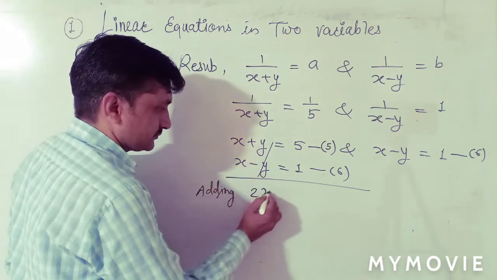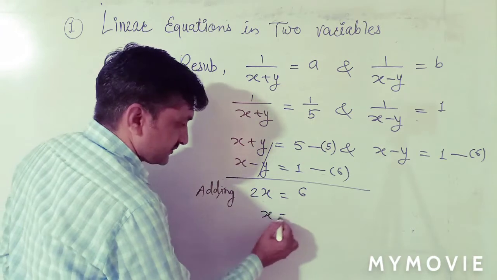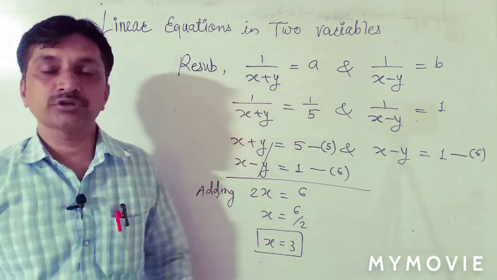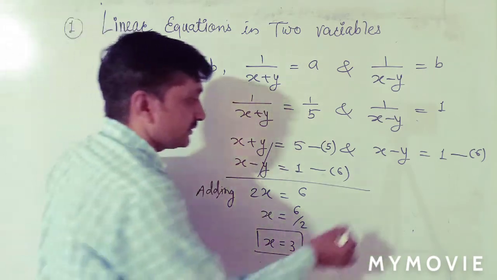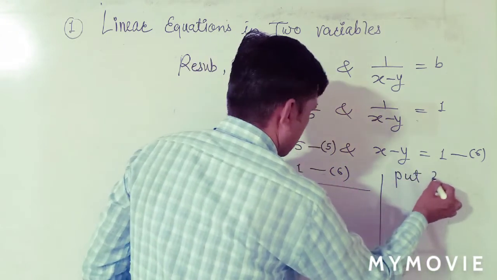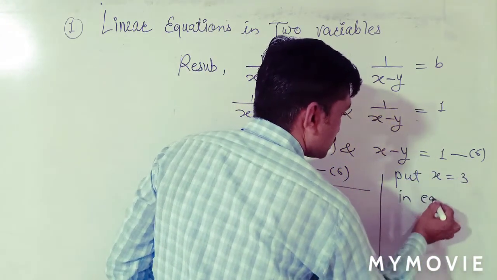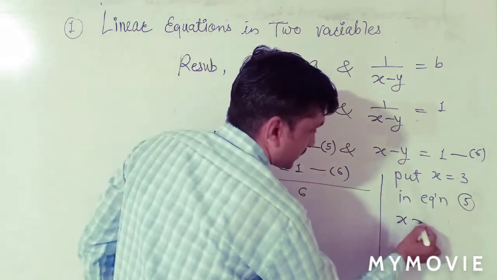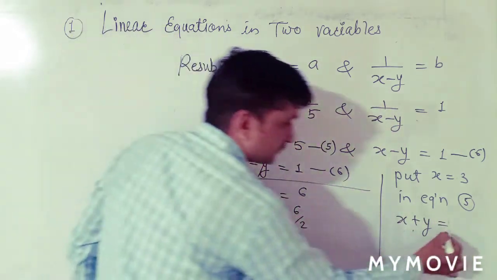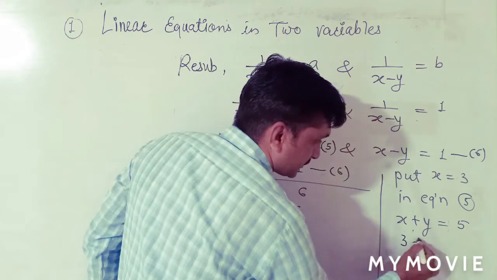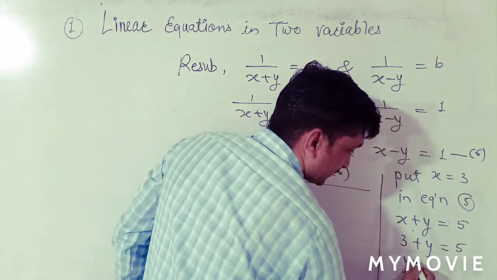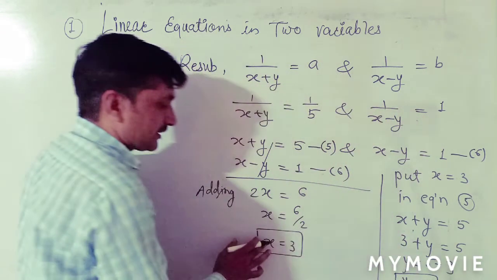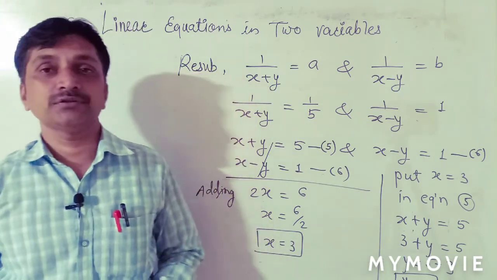x plus x, 2x is equal to 6. x is equal to 6 upon 2, x is equal to 3. We got the value of x. One more value we want, that is of y. Put x is equal to 3 in equation 5 or 6. In equation 5, x plus y is equal to 5, put the value of x: 3 plus y is equal to 5, y is equal to 5 minus 3, y is equal to 2. So x value is 3 and y value is 2. This is the solution of this equation.